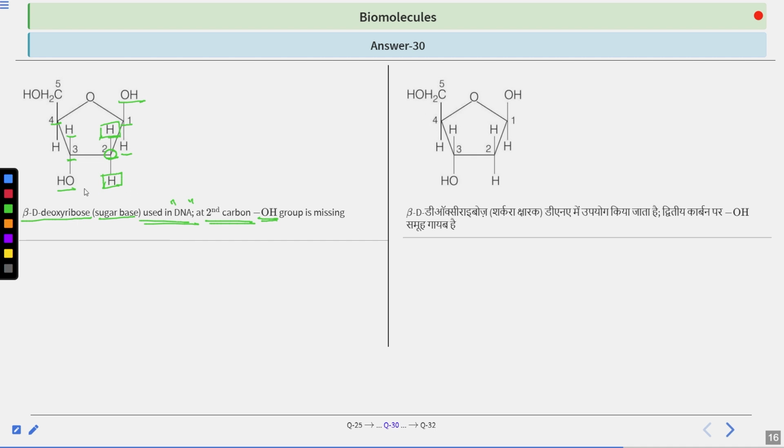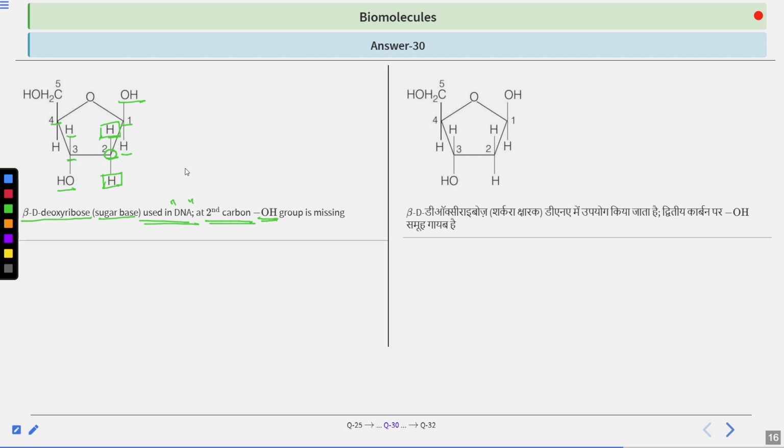We can see that by using the beta D deoxyribose or beta D ribose structure, which is a sugar base used in either RNA and DNA. And you can see at the second position there is no OH group attached in the beta D deoxyribose, while one OH group is attached at second position carbon in the beta D ribose, right? So that is why we have our correct answer, that at the second carbon.